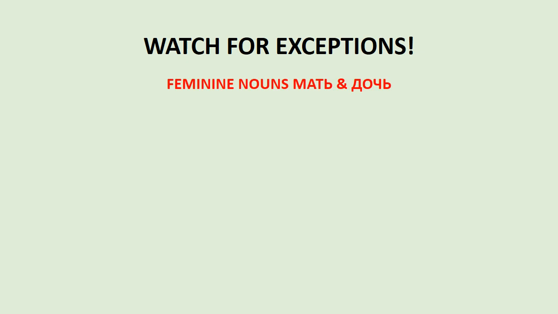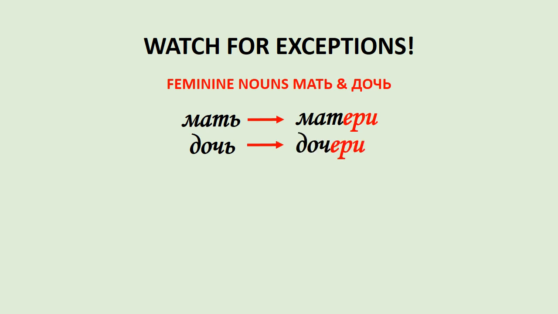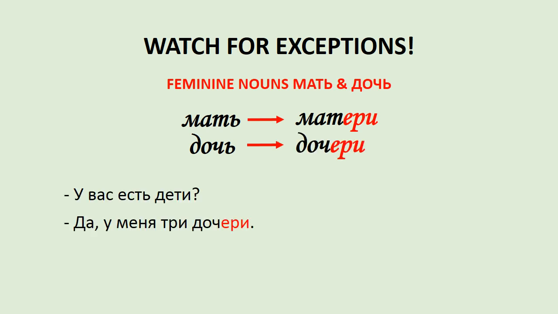The feminine nouns мать and дочь also have irregular plural forms. Матери and дочери. У вас есть дети? Да, у меня три дочери.